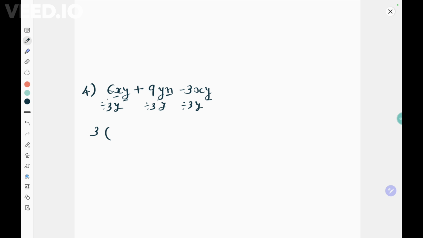The second term has an n, but no other term has an n, so n is also not a common factor. So let's check what remains inside the bracket for the first term. 6 divided by 3 is 2, y cancels down, so x remains. The plus sign stays as it is, 9 divided by 3 gives 3 and y cancels down, so n remains. Then here is the minus sign, so we write a minus sign, 3 cancels down, y cancels down, so x remains. So this is our answer.